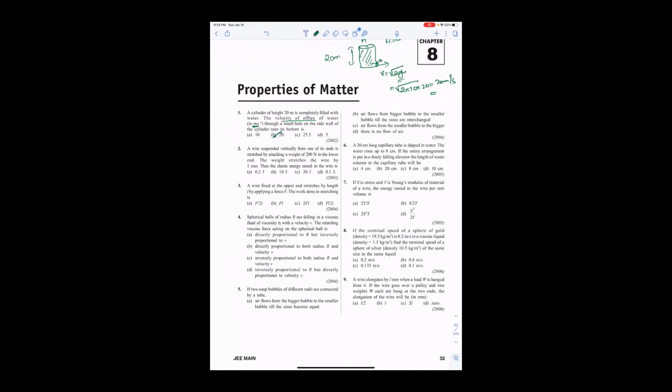Next one, this is fluids. The next one is materials. A wire suspended vertically from one of its end is stretched by attaching a weight of 200 Newton to the lower end. The weight stretches the wire by 1 mm. So the given data is force is 200 Newton, the stretch is 1 mm, and he's asking the elastic energy stored in the wire.